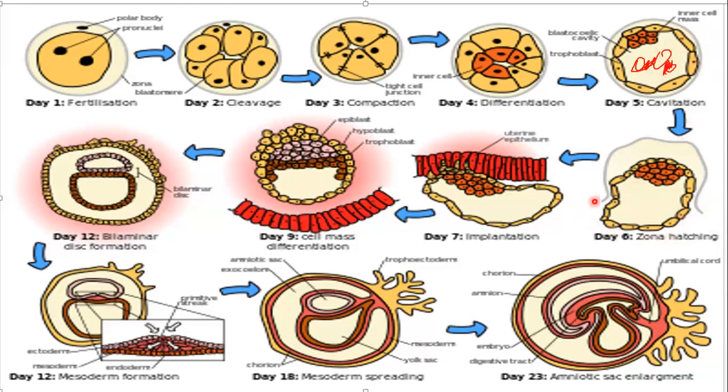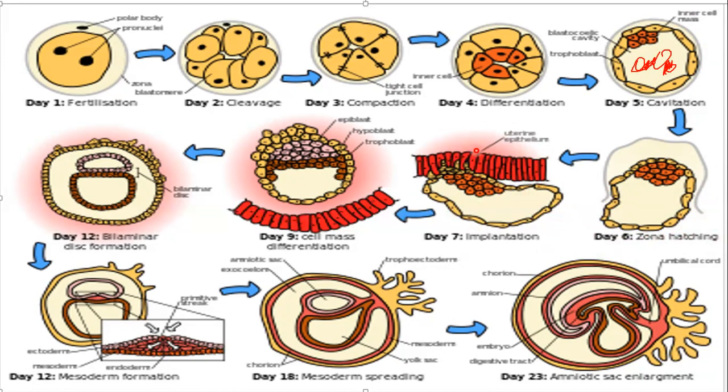Okay, so at the 4th to 5th day the zona pellucida starts disintegrating. You see that there is no zona pellucida at this stage. From the 5th to 6th day, the blastocyst will hatch out from the zona pellucida. Once it has hatched out, on the 6th day the implantation starts to occur, between the end of the 6th day and the beginning of the 7th day, and it attaches to the endometrium. Okay, so this is the complete thing we study about cleavage.